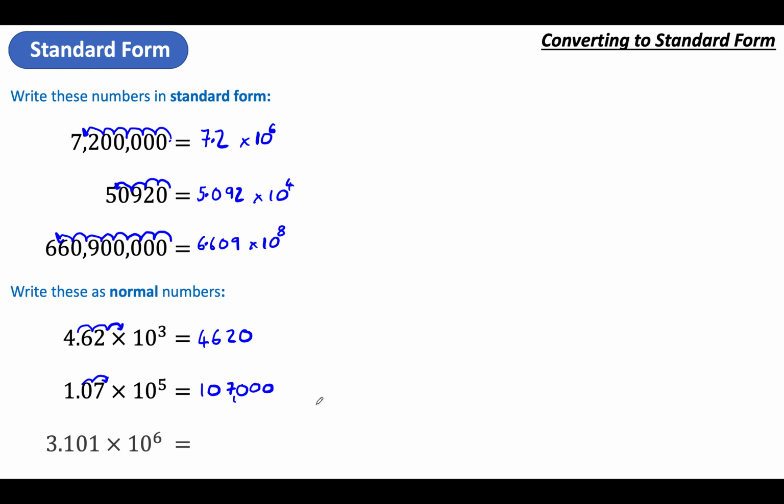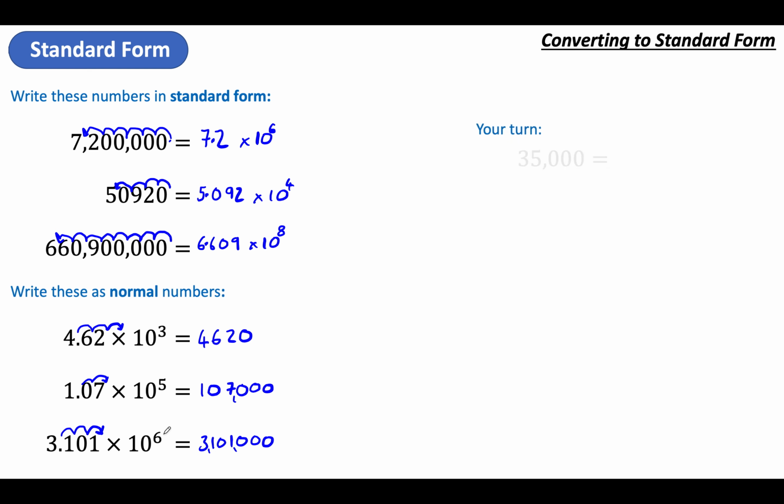So if that's 2, we need another 3. And then lastly, 3.101. So it's got to go 1, 2, 3 jumps to move my number 3 places bigger. So we get 3101. So that's 3 places bigger. There's a total of 6. So there's another 3 to go. Okay, and put in a couple of commas to make reading the number easier. 3,101,000 is what this really represents.